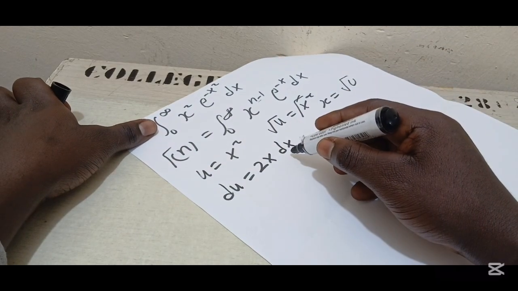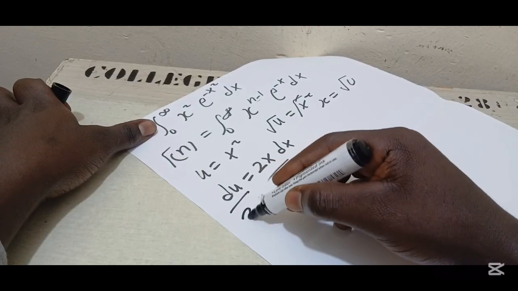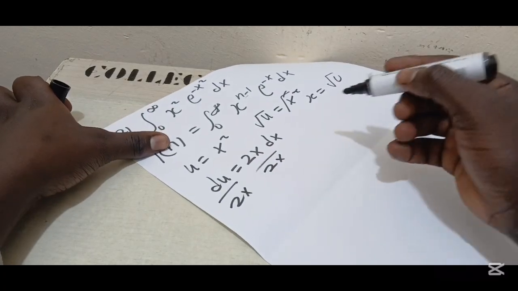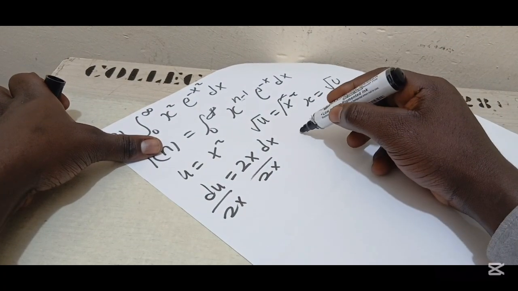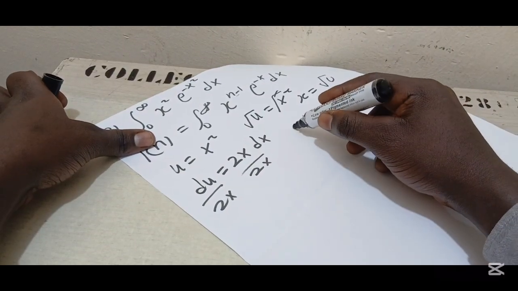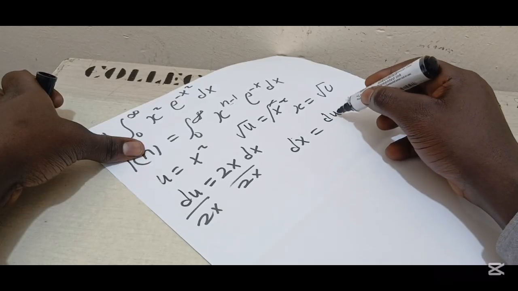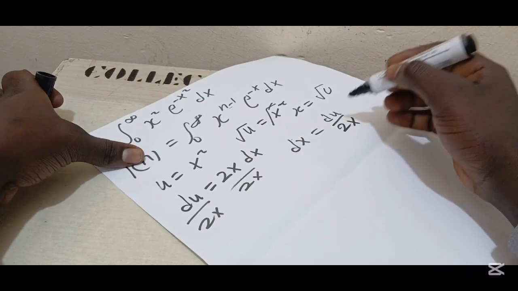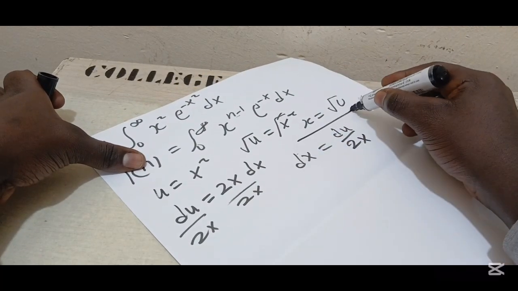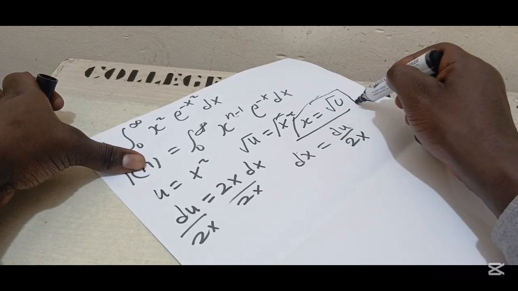So we need dx, so we can divide both sides by 2x. So we are going to get dx to be equal to du over 2x. So we need this one right here. These ones right here, we need them.